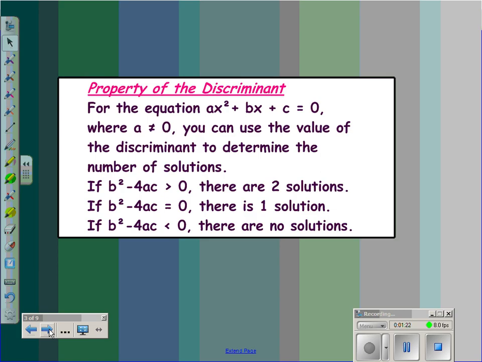When we solve the expression and the answer is greater than 0, that tells us there are 2 solutions. When it is equal to 0, that means there's 1 solution, because the graph would hit the x-axis at exactly 1 point, just like where there are 2 solutions, it would hit the x-axis at 2 points. And then it is possible that there is no solution, either because it's negative and under the x-axis, or because it's positive and above the x-axis. We'll talk about what that looks like in just a minute.